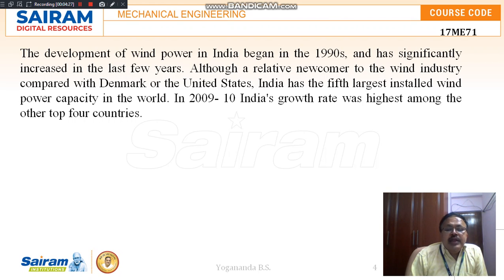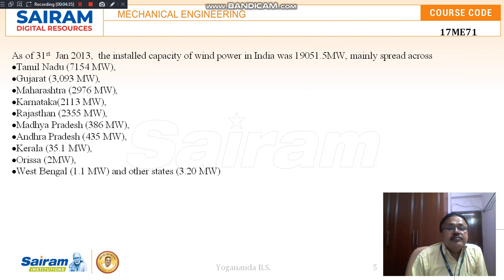In 2009 and 2010, India's growth rate was found to be the highest among the other top four countries. As on 31st December 2013, the installed capacity of wind power in India was 19,051.5 megawatts, mainly spread across the states I mentioned earlier.